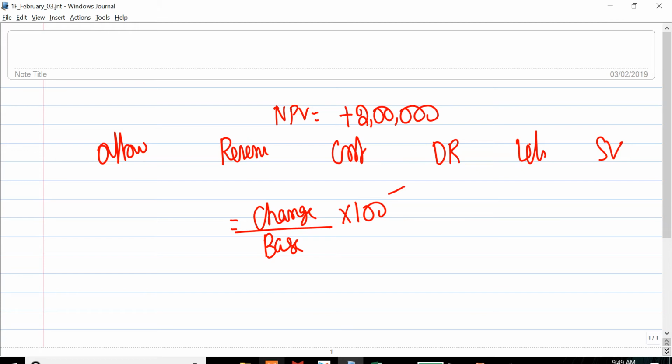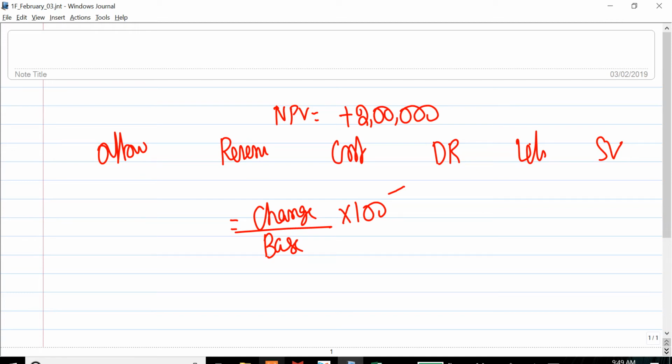Now if somebody wants to know sensitivity for selling price, I will have to first find at what selling price will we generate 0 NPV. At what selling price are we going to generate 0 NPV? So at 10 rupees I am generating positive 2 lakh. At maybe 8 rupees I generate 0 NPV. Then formula is change 10 minus 8, base is 10 into 100. Again you have a sensitivity of 20%. Like this you will compute the sensitivity percentage.